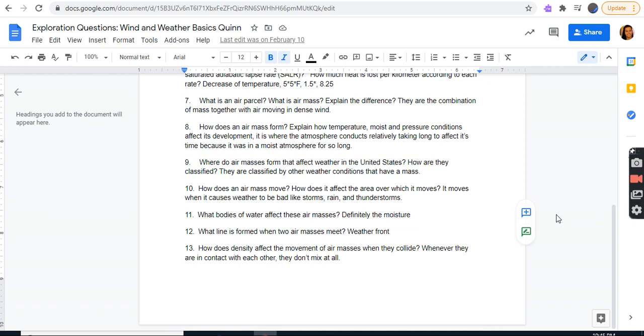What bodies of water affect these air masses? Definitely the moisture, weather front. Whenever they are in contact with each other, they don't mix at all with the movement of air masses when they collide. They don't do that here.